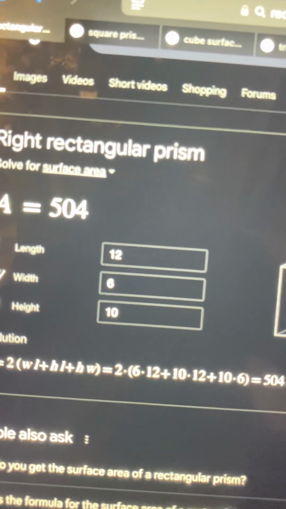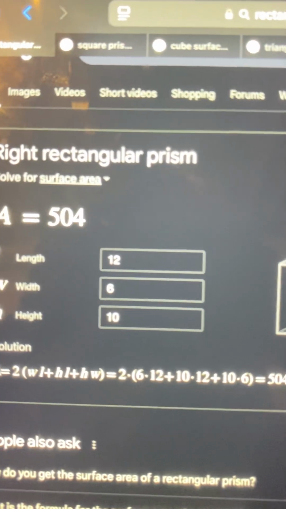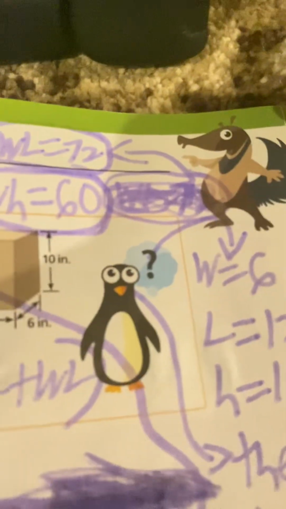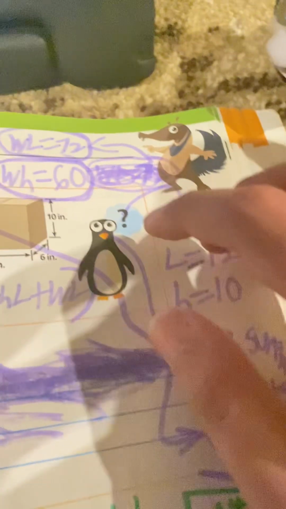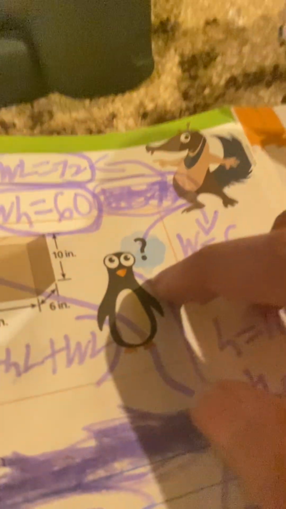It looks like we have an answer 60 greater than Puzzle Penguin's answer. 504 square inches. 504? I thought it was 444. Yes, and if we subtract the two numbers, your answer, Puzzle Penguin, is technically 60 less than the actual answer. Oh, not again. It's okay, we make mistakes.